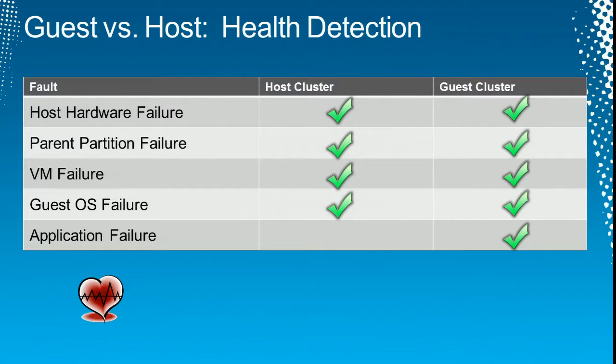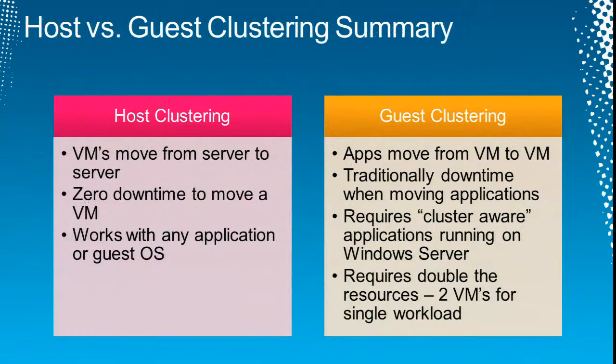Now the last attribute which guest clustering brings you is application failure. If you have an application-level failure, a host cluster will not detect that, and a guest cluster will. So these are just pros and cons of the different deployment models. Here's a quick recap. Host clustering, VMs move from host to host. Guest clustering, apps move from VM to VM. That's the big attribute there. Host clustering will let you get zero downtime because you can live migrate those virtual machines around. With guest clustering, it really depends on the application. SQL, for example, if you fail over SQL, there is a little downtime associated with that.